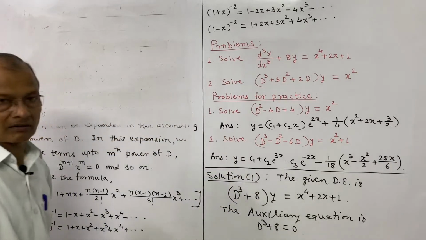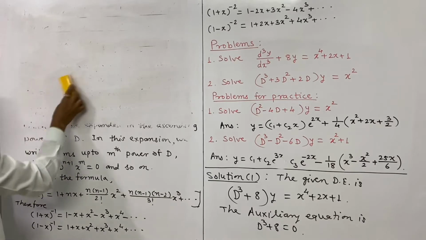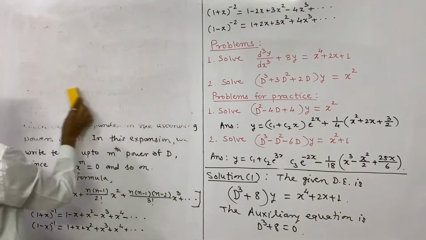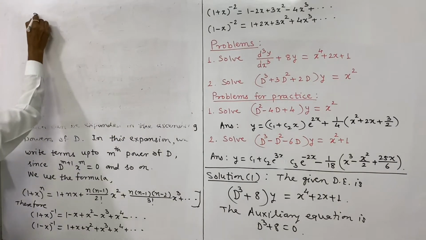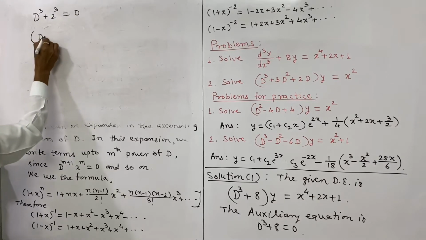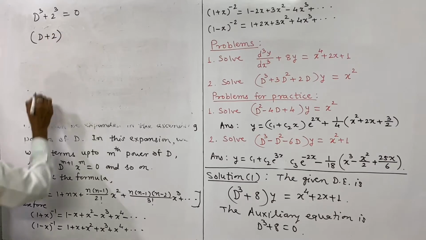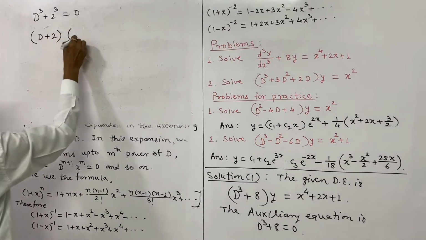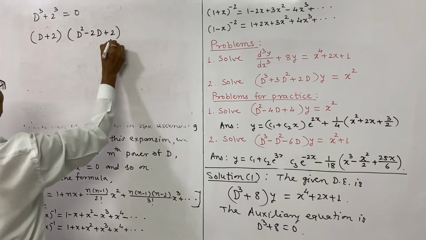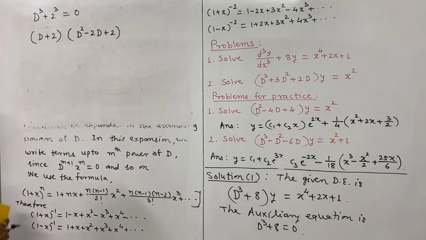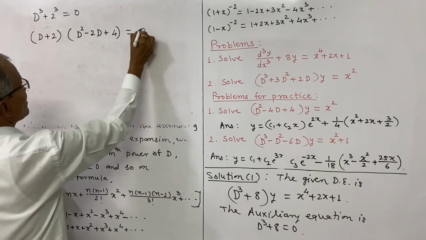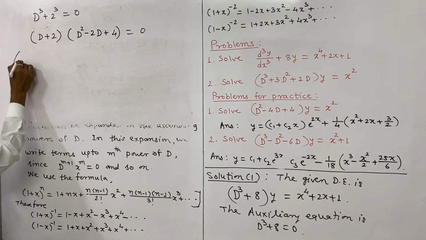This is the auxiliary equation, and this can be factored. D cube plus 8 can be written as D cube plus 2 cube. D cube plus 2 cube is equal to 0, and the factors of this are D plus 2, and the second is D square minus 2D plus 4, is equal to 0.